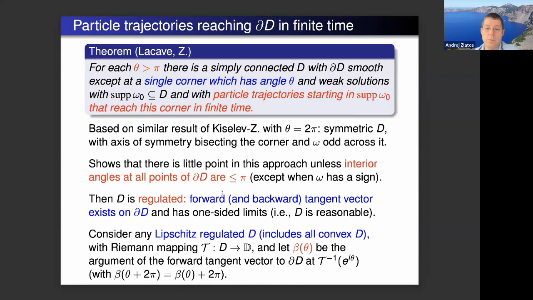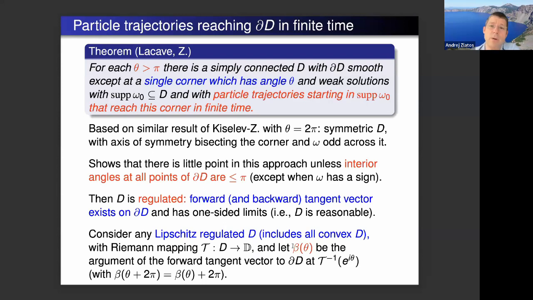We need those two, the forward and backward tangent vectors, and they have to have one-sided limits. Of course, this seems somewhat reasonable. For example, fractal domains are excluded. Anyway, the next results will be on such domains: Lipschitz regulated domains, and they are also, by definition, simply connected. That's in the regulated property. And we will also be looking at the tangent vector.